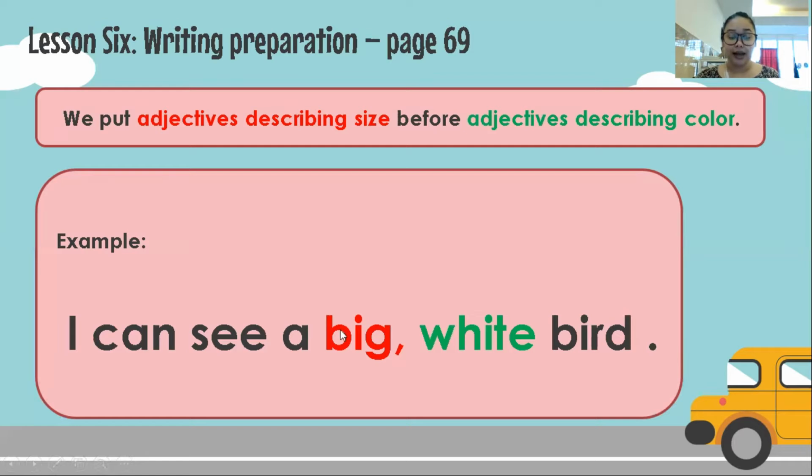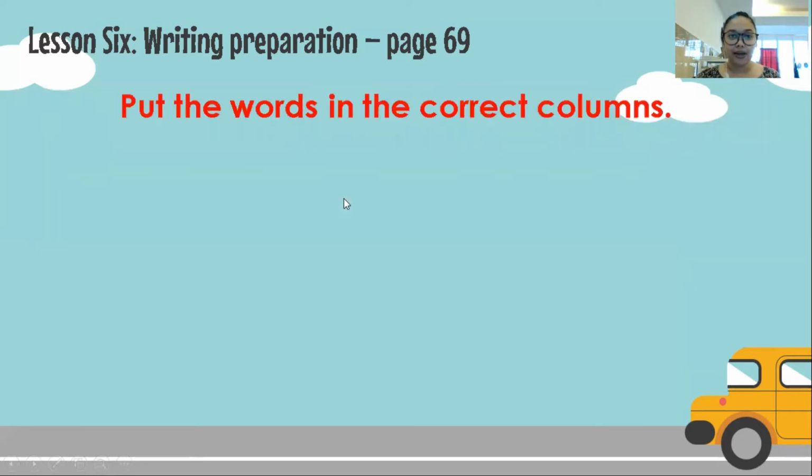All right, again, the size always comes first before the color. Like in our sentence, I can see a big white bird. Big is the size and white is the color. All right? So don't forget that one. Size and then color. Let's move to our exercise.